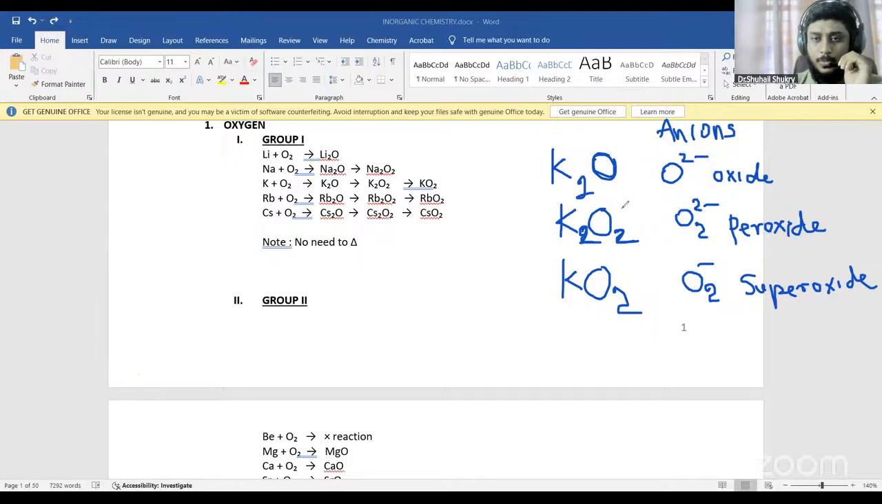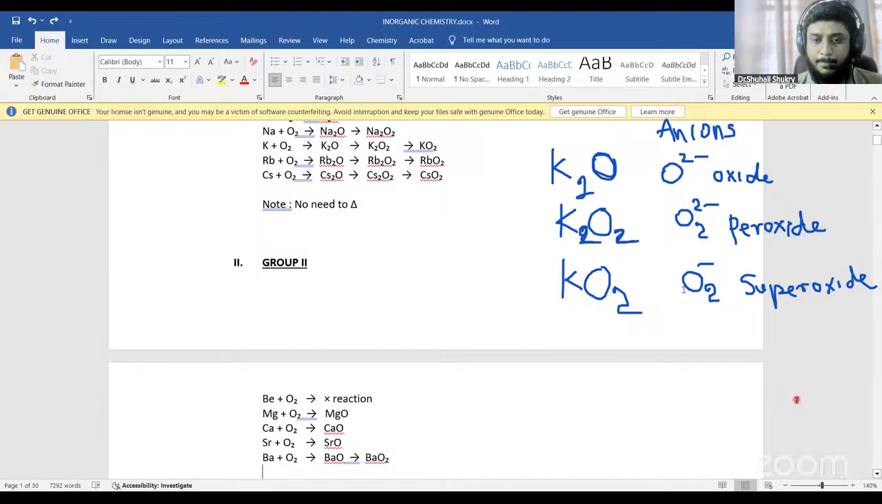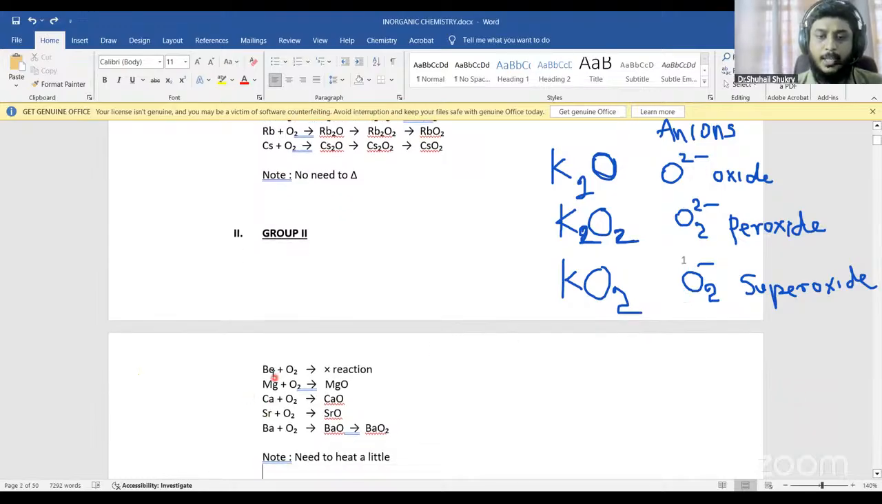Then we'll come to the second group. Group 2: beryllium, magnesium, calcium, strontium, everyone, they will react with oxygen. Normally beryllium and oxygen will react only up to a certain time and form beryllium oxide, because an oxide layer will come, so they can react only a little bit. But magnesium, calcium, strontium can react with oxygen.